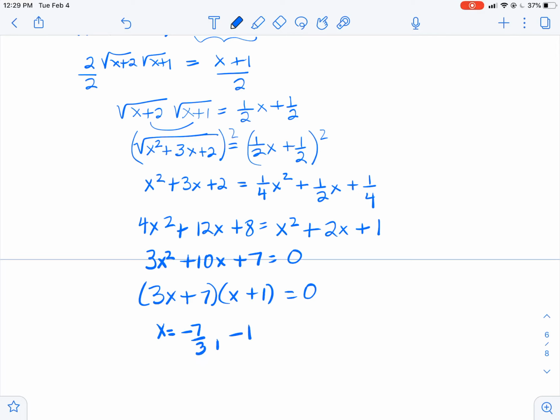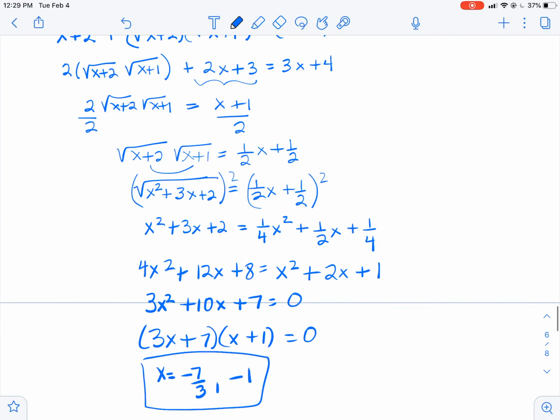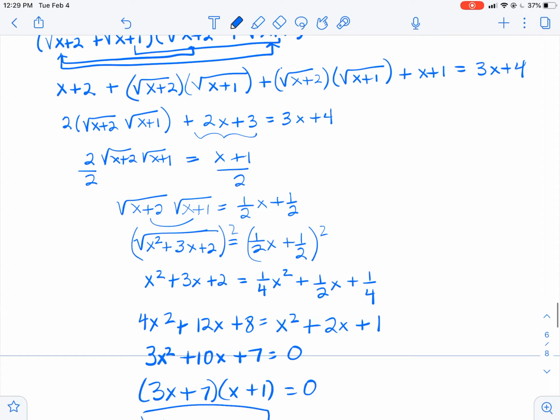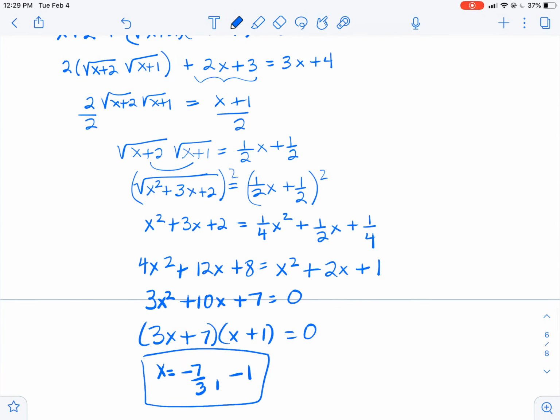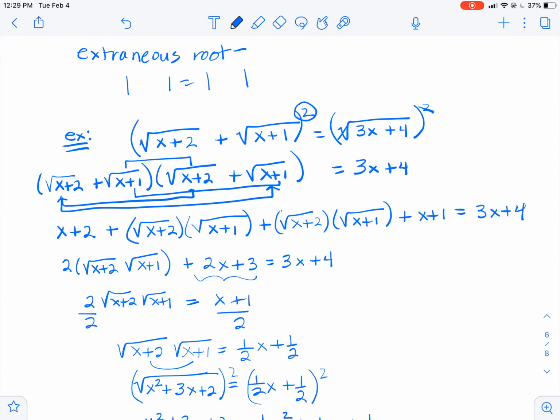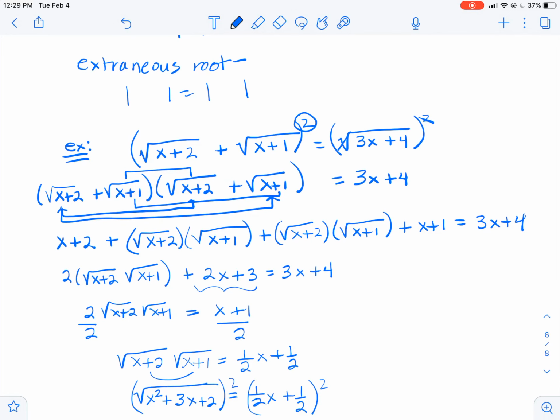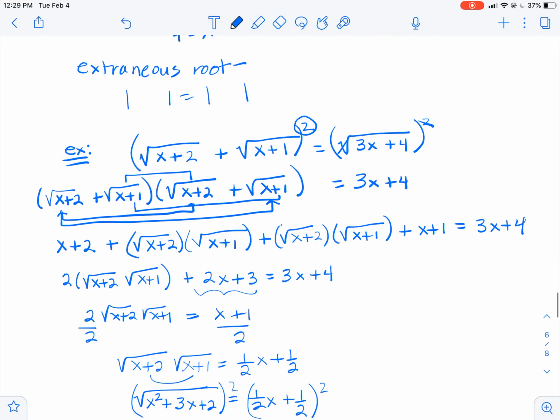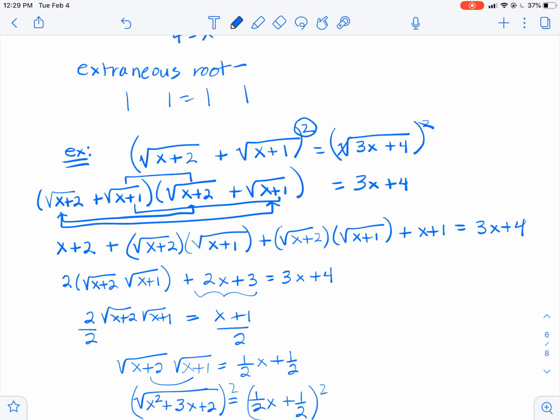Okay, now I've got answers, guys, but here's the thing. You got to go back up here and check it to see if it works, because you might have a negative under the radical. So if I put a negative 1 in, will it work? So what I'm looking for is to make sure it doesn't give me a negative. Okay, so if I put a negative 1 in, let's do a quick check.